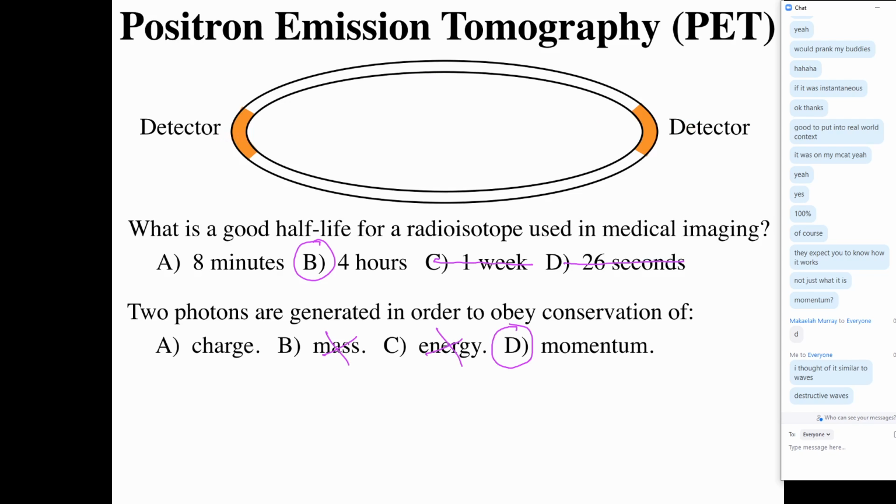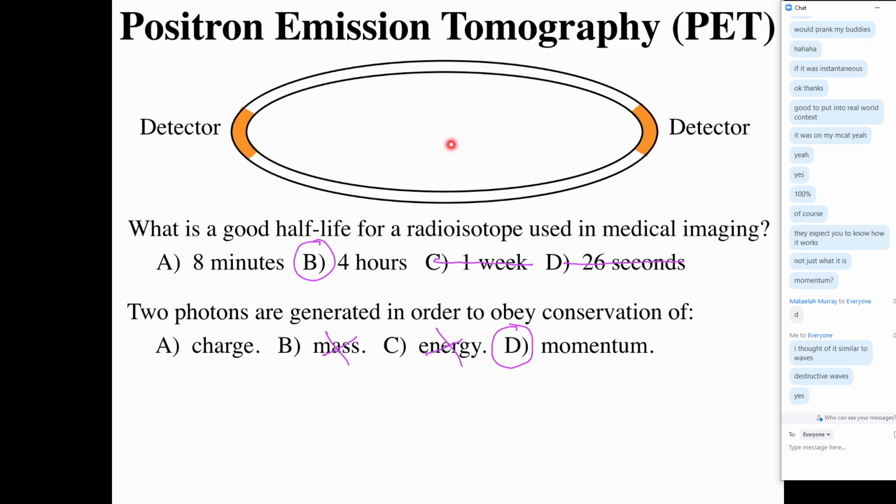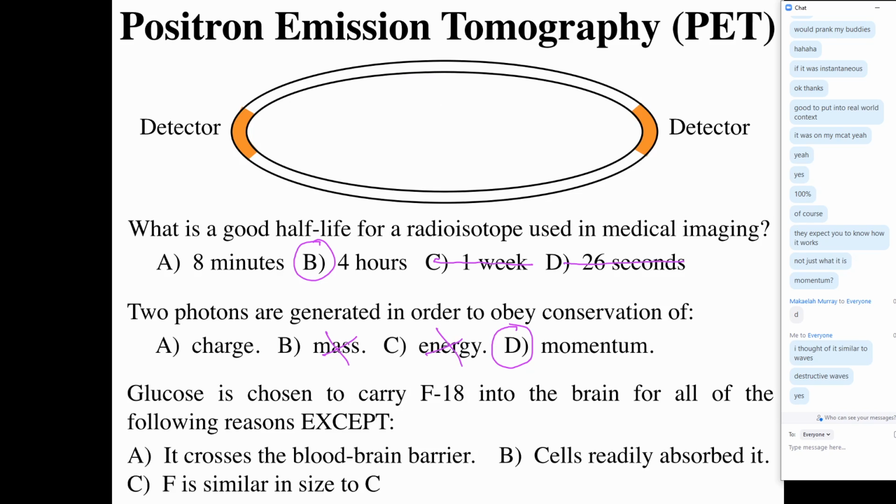Yeah, but they're going in opposite directions. So if they're going this way, they would annihilate or destructively interfere. But annihilation, they're going opposite. And then charge is conserved. There's no net charge and no net charge. That could happen if they're going in like 1 photon, 7 photons, 3 photons. Specifically 2 is because of momentum. Why is glucose with F18 chosen?